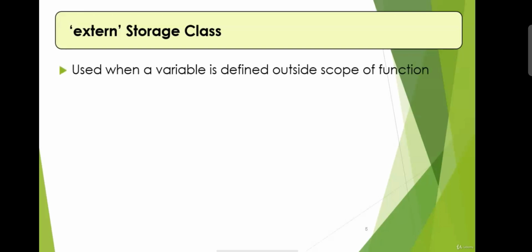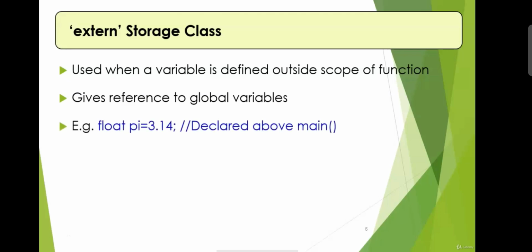Next storage class is extern. Extern storage class is used when a variable is defined outside the scope of a function. It gives reference to some global variable. For example, in the earlier program we have used pi as a float variable with the value 3.14, and that variable was declared above the main function. So here in this case it is having extern storage class.